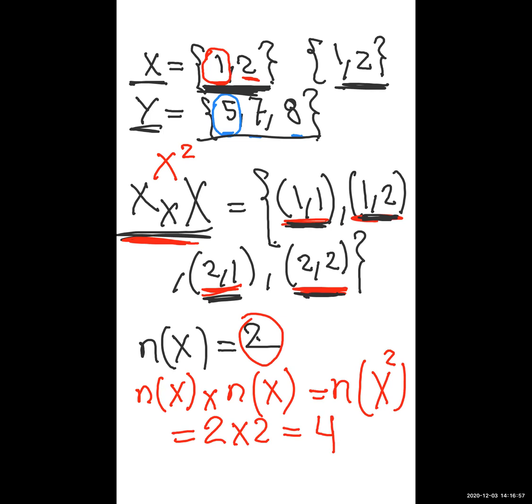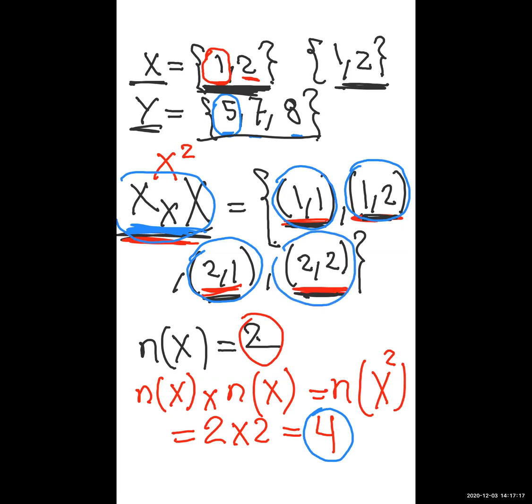Can we make sure that we are correct? Yes. This is X cross X or X squared. How many elements do we have? We said that it's 4. Now let's check the ordered pairs in the set: 1, 2, 3, 4. Okay, guys, now we are clear? Yes. Okay, one more point.